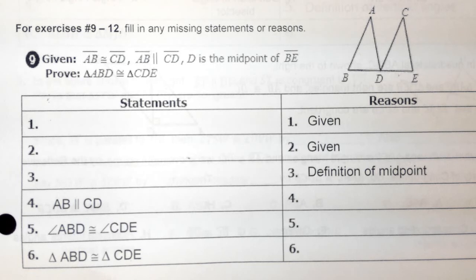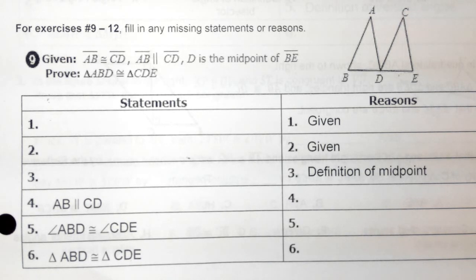Side AB is congruent to side CD. Side AB is parallel to side CD. D is the midpoint of BE. It tells us all three of those things. We need to indicate all that on our proof, on our figure.